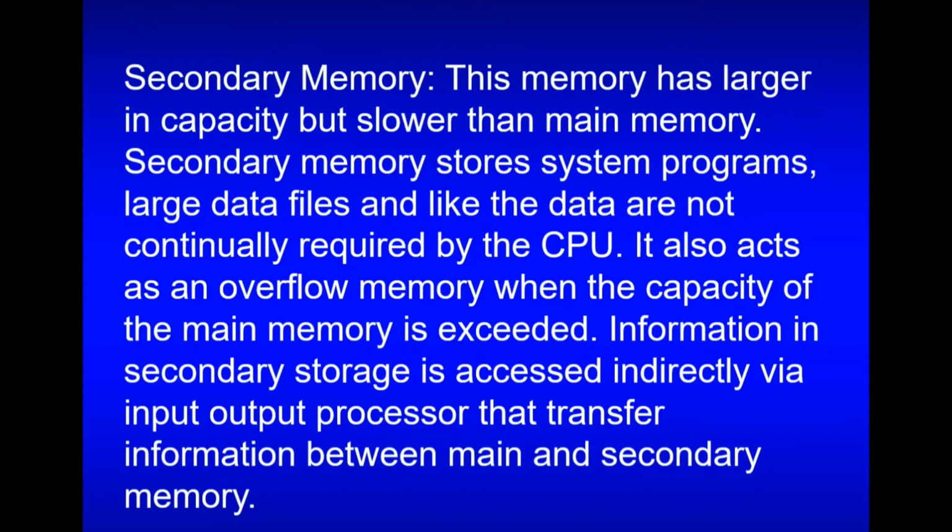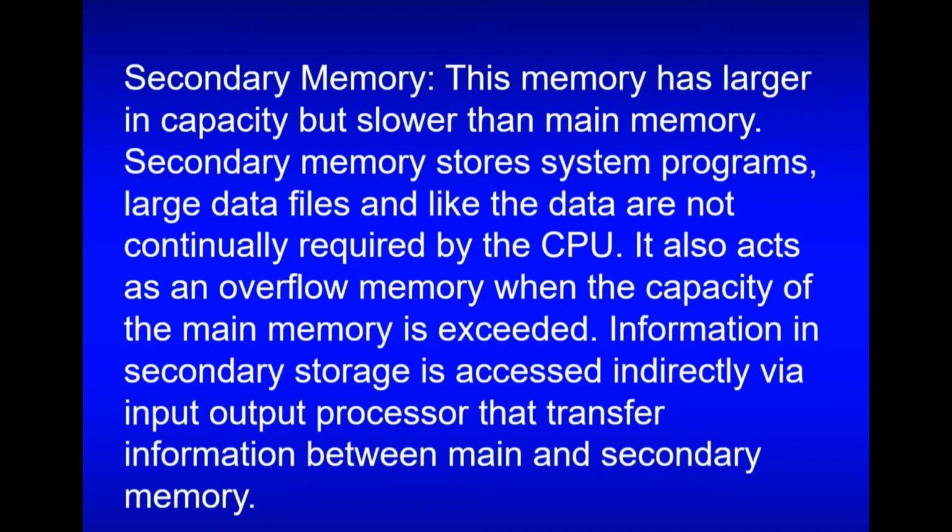The next in the category is secondary memory. This memory has larger in capacity but slower than the main memory. Now you can understand that as we keep on increasing the memory location, it is more and more difficult to access the data at high speed. So as you increase the memory capacity, the speed of that particular memory will be slow. So the accessing or the retrieval time for the data will be slow.